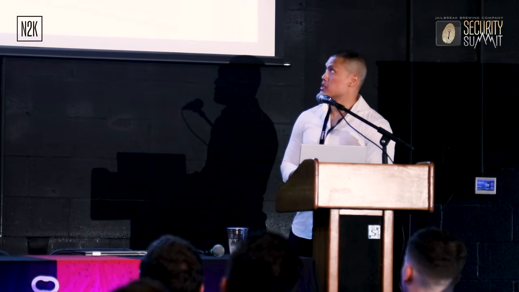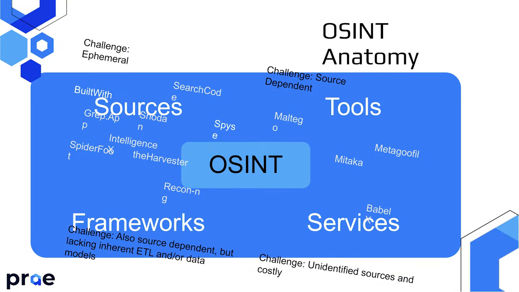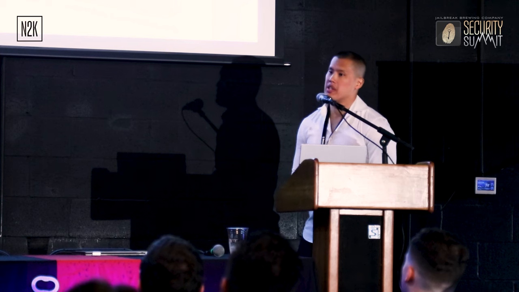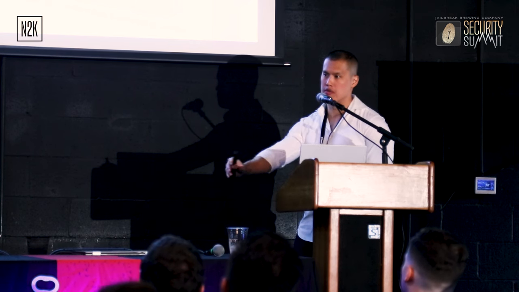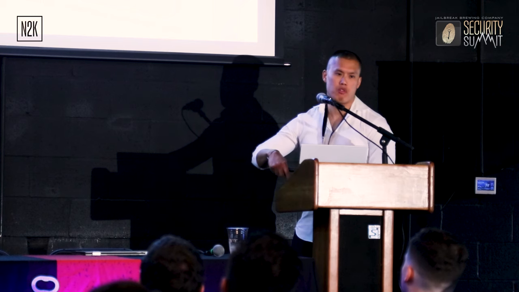From an OSINT anatomy perspective, we want to think of it in terms of sources, tools, frameworks, and services. What we did here was highlight some of the most popular platforms available in OSINT today. With sources, the challenge you typically have is that they're very ephemeral. You find a source, it's a good form of intelligence, and the moment you pivot back to it, it's gone.